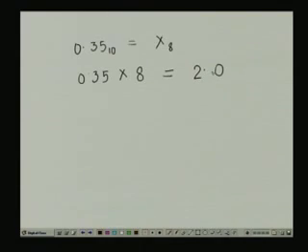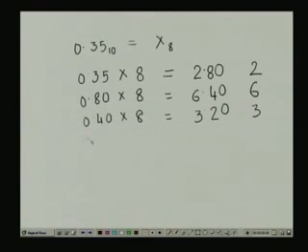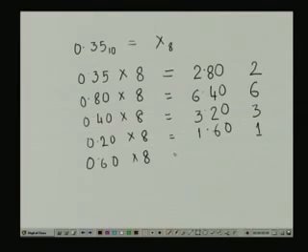This will be 2.80. So, my integer becomes 2. Now, this decimal again will be multiplied by 8. So, this will be 6.40. Then again 0.40 into 8 becomes 3.20, and it will go on. Again, if I take 0.60, see again that 0.80 has come back. So, that means from here it will be a repetition.